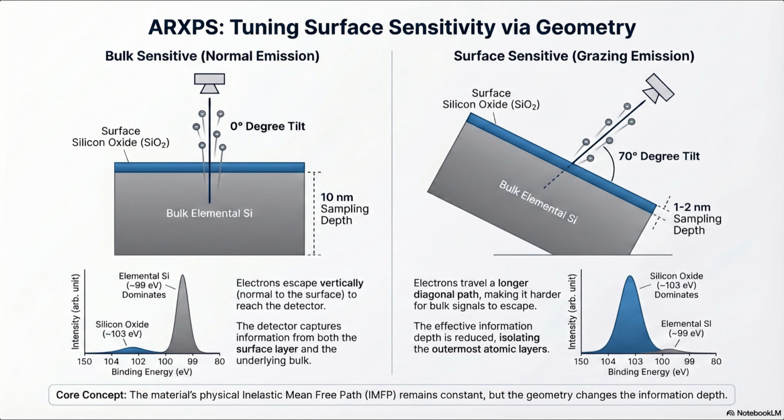What we're looking at here is a silicon wafer with a super thin layer of oxide on the very top. So when we look straight down at 0 degrees, we get a big signal from the silicon underneath and just a little signal from the oxide. But then when we tilt it to 70 degrees, look at that. The big silicon signal almost vanishes, and the signal from that tiny oxide layer gets way stronger. We've basically turned up the volume on just the outermost atomic layer. It's such an elegant way to isolate the extreme surface.